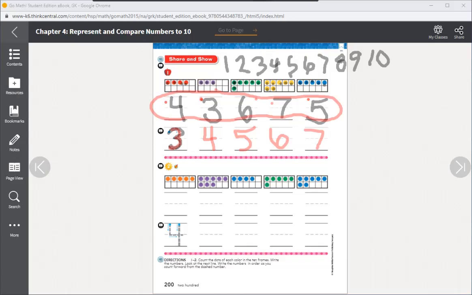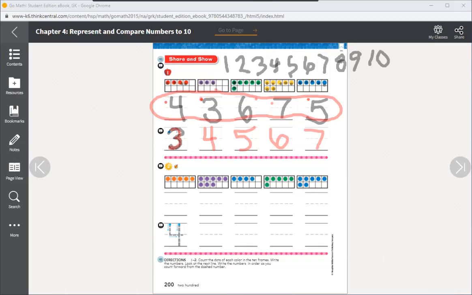So we're gonna do the same thing. We're gonna count each 10 frame in each different color and write down the number. And then once we have all of them counted and written down, we're gonna put those numbers in order, okay? So I'm gonna start with right here, the orange ones.